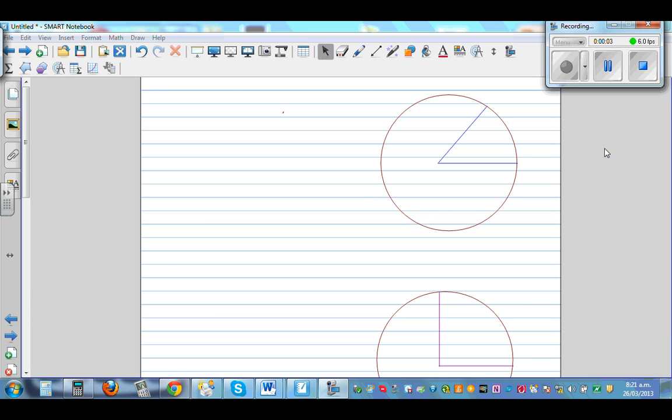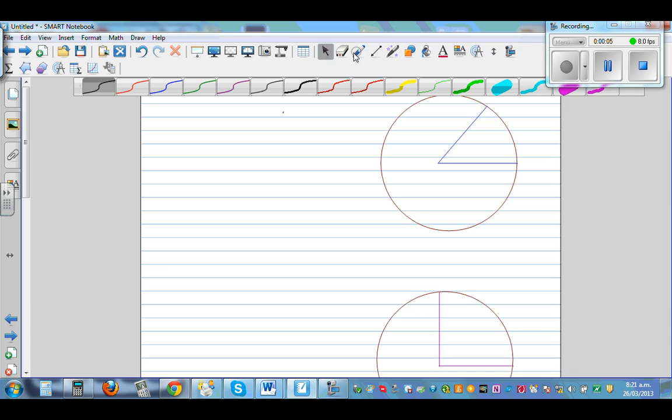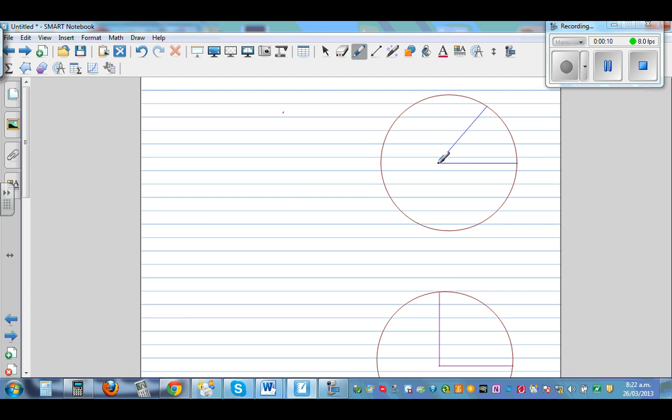Area of a sector. So what is a sector? A sector is a part of a circle enclosed by a radius or radii and an arc. So this is an arc, and these are the two radii. So this is a radius, this is also a radius, and this is the arc. So the area enclosed between two radii and an arc is called a sector. So this area is called a sector.